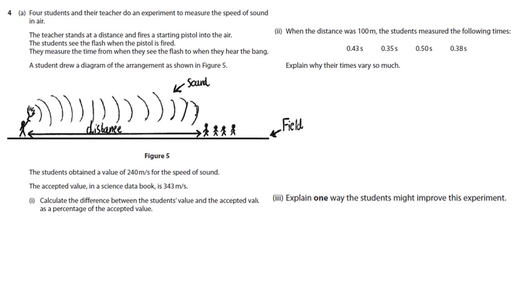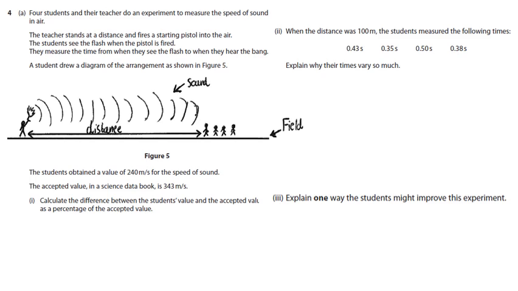Right, question 4. A teacher is standing at one end of a field, firing a starting pistol, and the students are standing at the other end of the field, a particular distance away. What they see is the flash from the muzzle of the pistol, and then a short while later they hear the sound. Okay, so it's a classic experiment to show that light travels faster than sound.